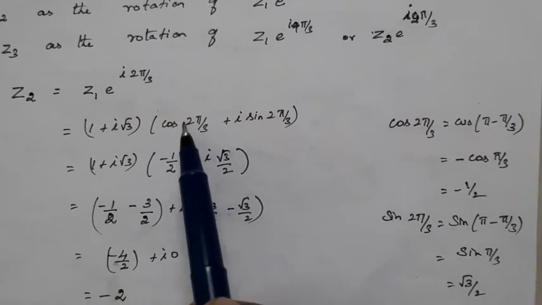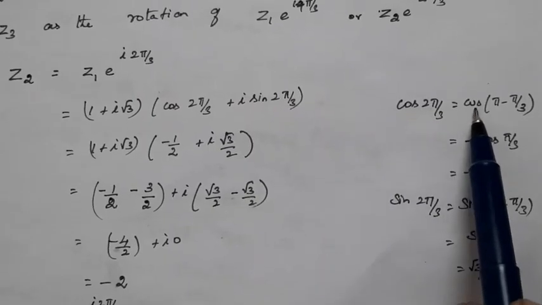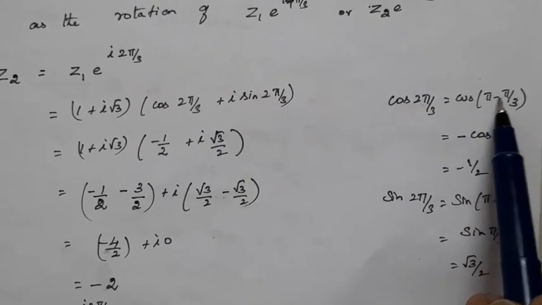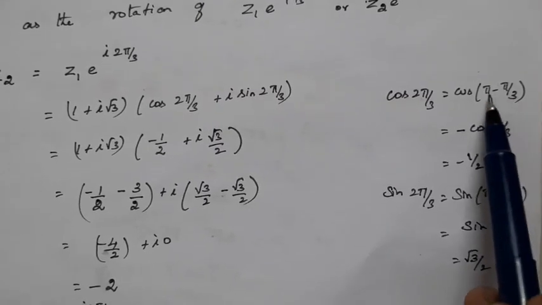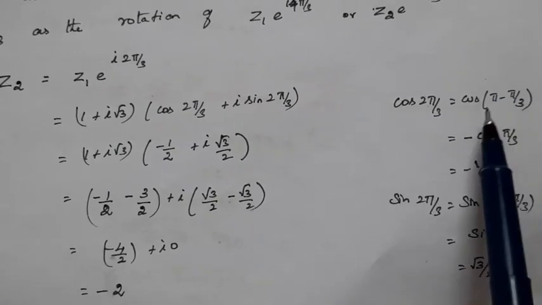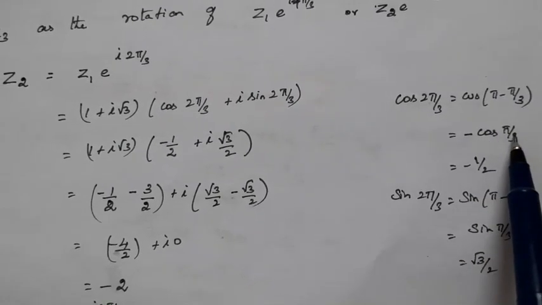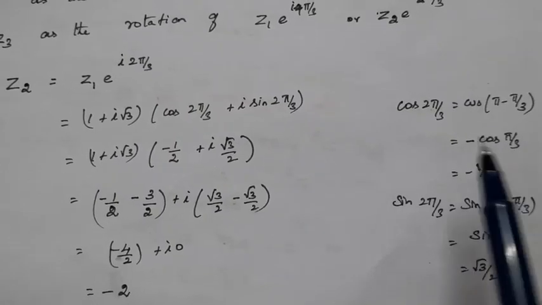Let us find out what cos 2 pi by 3 and sin 2 pi by 3 are. Cos 2 pi by 3 can be split up as cos of pi minus pi by 3. Therefore, pi minus pi by 3 lies in which quadrant? Second quadrant. In the second quadrant, sin is positive and cos is negative. So, it is minus cos pi by 3, that is minus 1 by 2, after substituting the value of pi by 3.